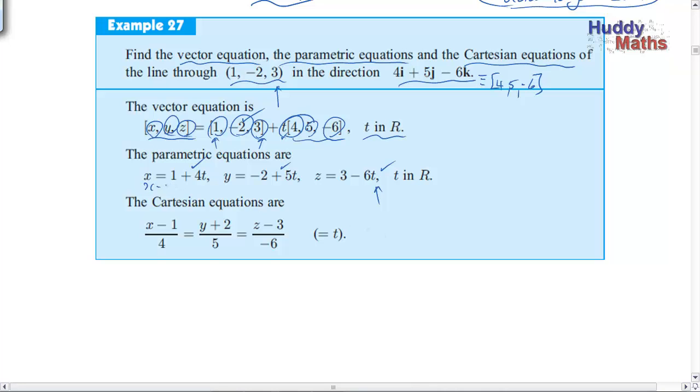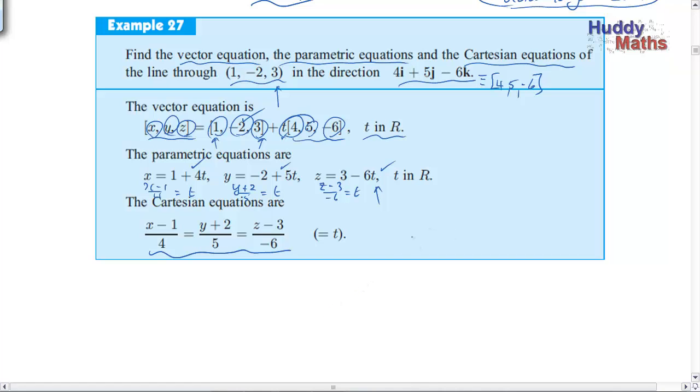So x take 1 on 4 equals t. And here y plus 2 on 5 equals t. Just rearranging them. Z take 3 on -6 equals t. So they become the Cartesian equations.